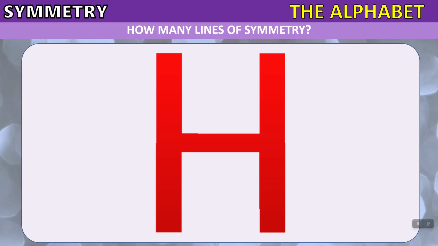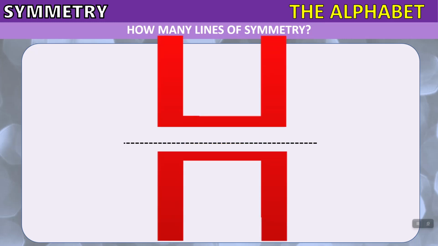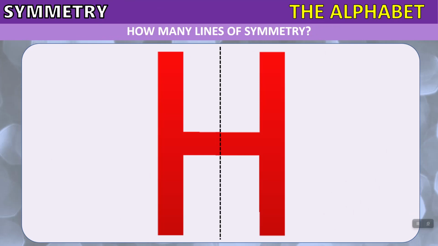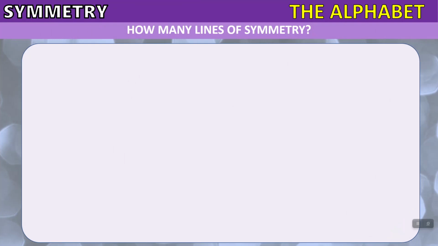Now just from looking at it, you can probably see that if we went this direction from left to right, if we drew a line this way and we expanded it, the top looks like the bottom. If we folded it, it would fold onto each other. So yes, that's one line of symmetry, but let's test out the other direction now. If we went from top to bottom and we expanded it, the left looks like the right. If we folded it in half, it looks like a reflection, so that also is a line of symmetry. So H has two lines of symmetry.